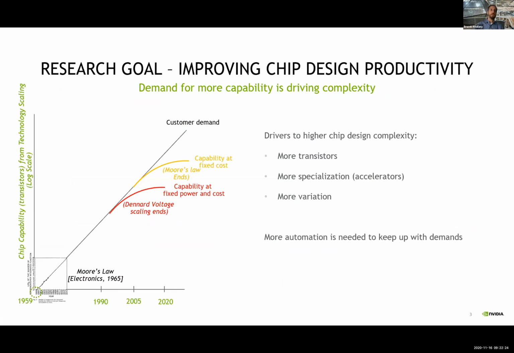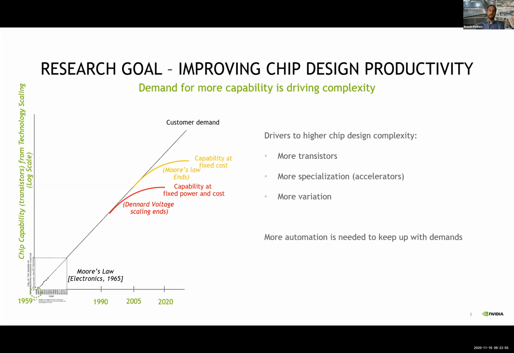So if we go back a few decades to the beginning of Moore's law, we were able to exponentially add more transistors every few years to our chips. And that increase in transistor count allowed us to provide more chip capability and a measure of performance to customers. A few decades ago, we stopped being able to add that chip capability on an exponential growth curve at fixed power once Dennard voltage scaling ended.